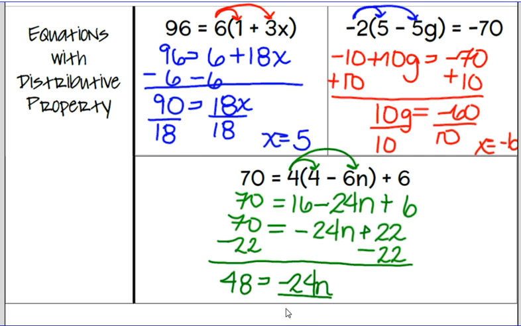So then I would divide by this negative 24 to get n by itself. So once we divide both sides by a negative 24, we would get our value for n to equal negative 2.